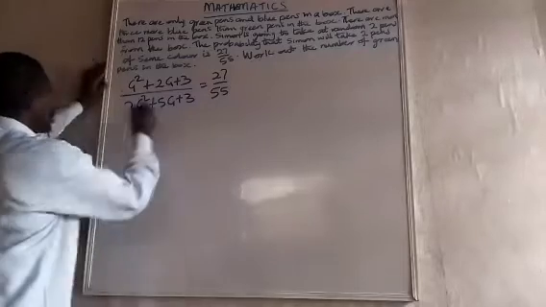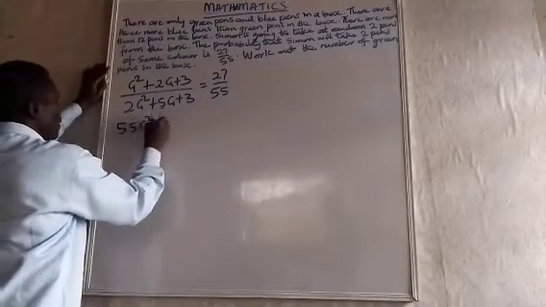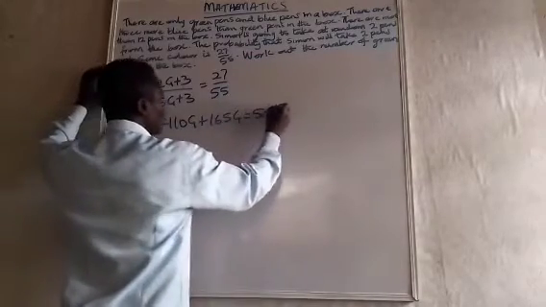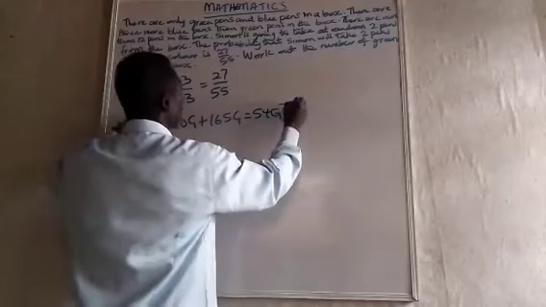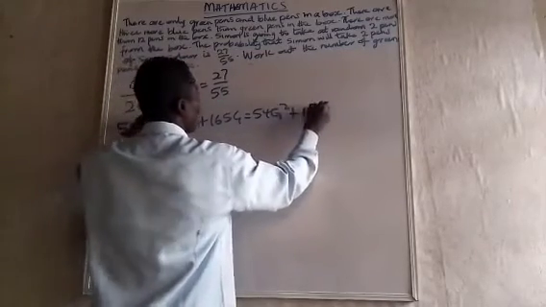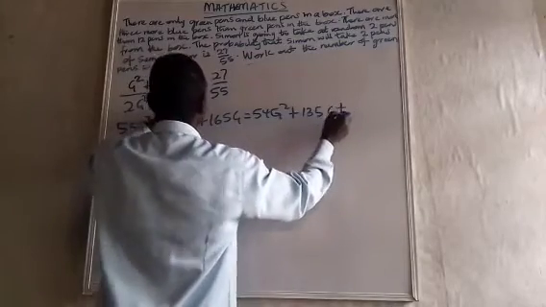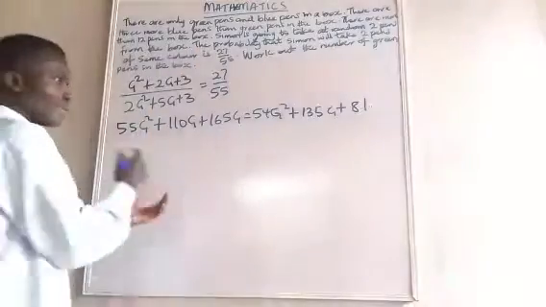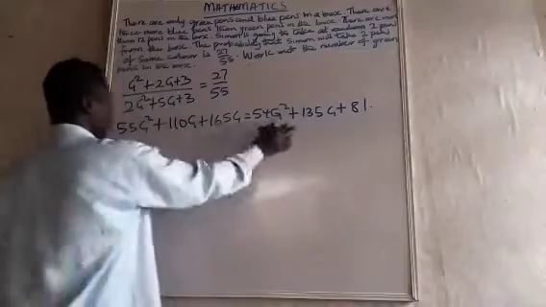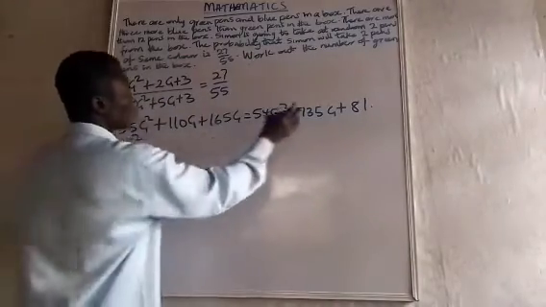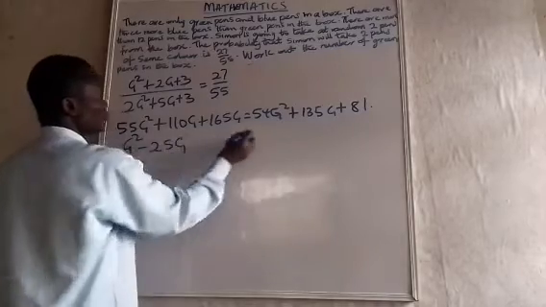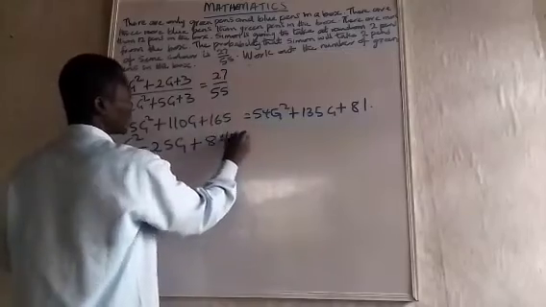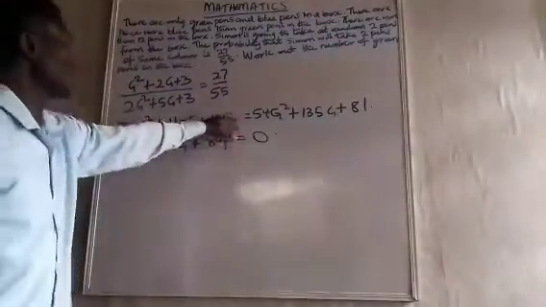So, checking this, you will see that this will be 55G squared plus 110G plus 165 is equal to 54G squared plus 135G plus 81. Now, let's gather everything to one side. So subtract this one from here. We are going to have G squared minus 25G plus 84 equal to 0. Please note, there's no G here.